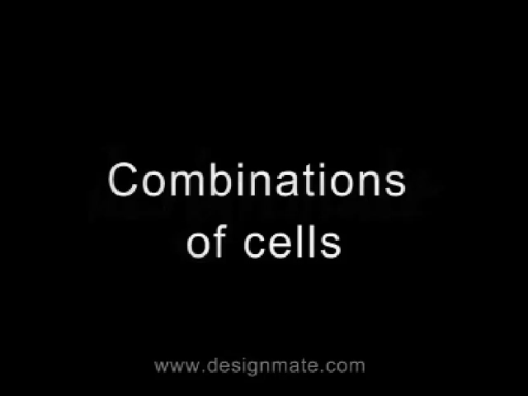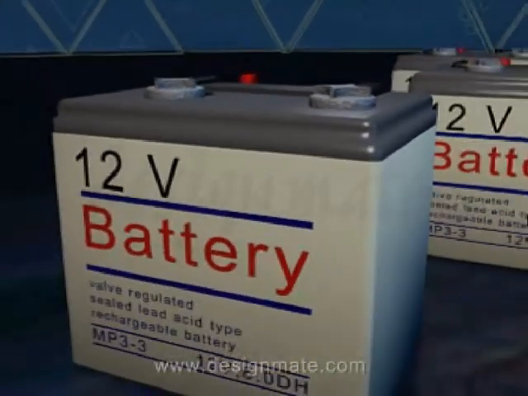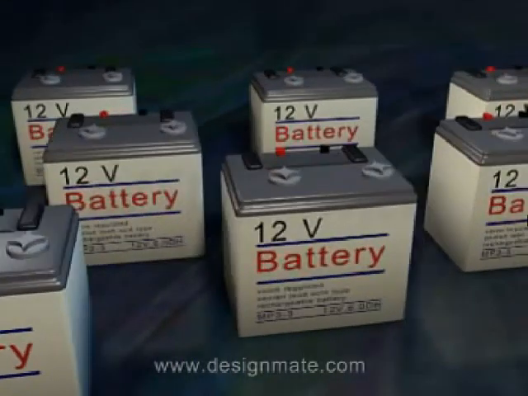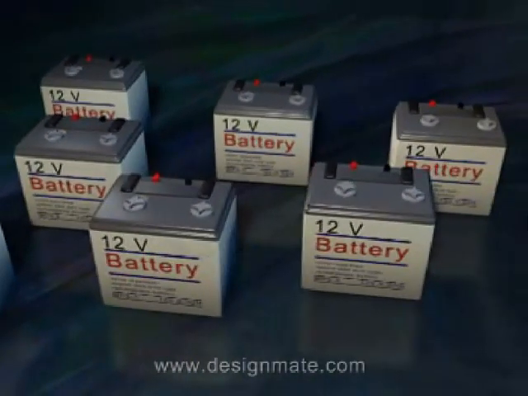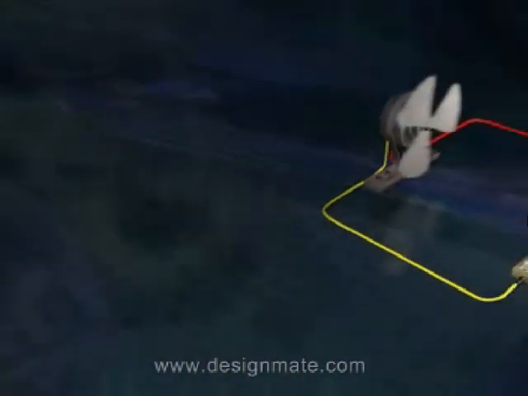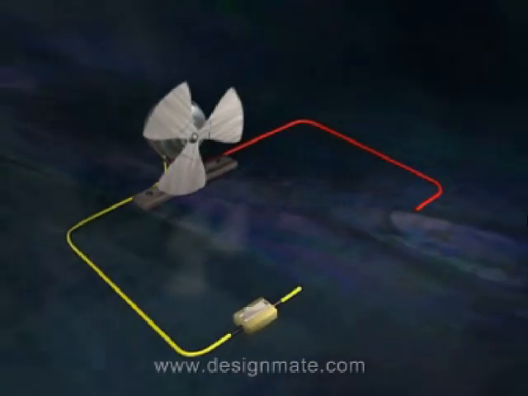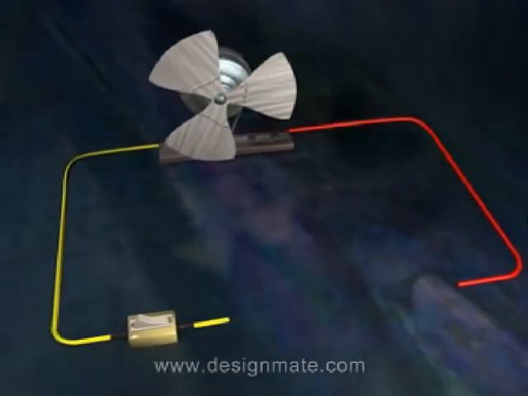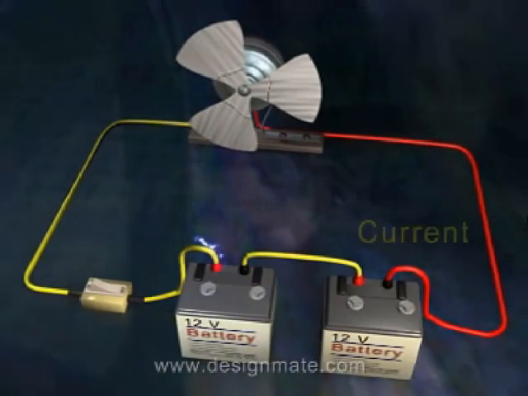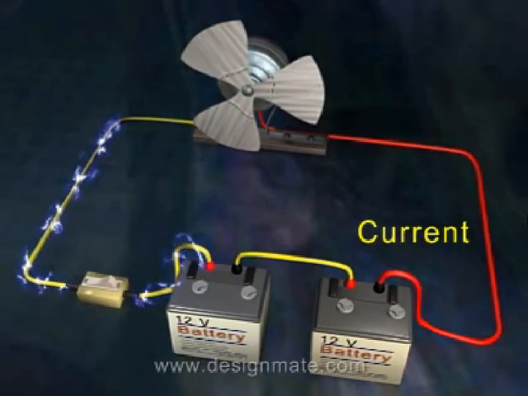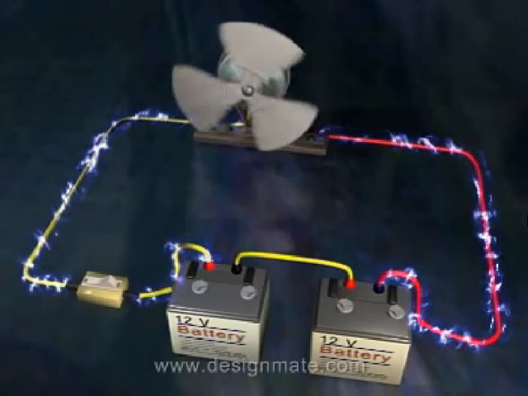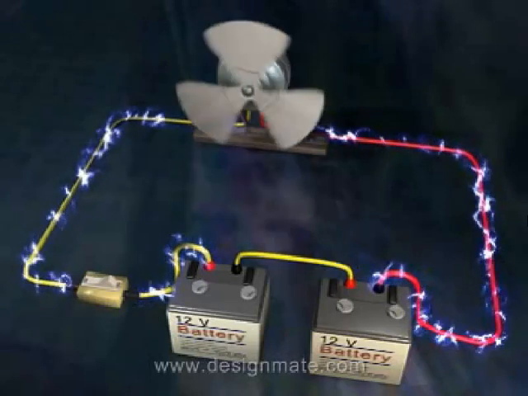Combinations of cells. More than one cell can be connected to obtain the desired value of current or voltage. There are three ways in which cells can be connected.